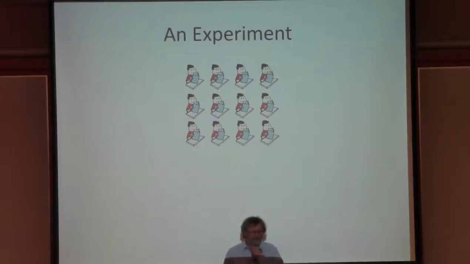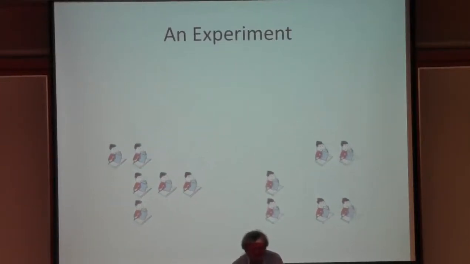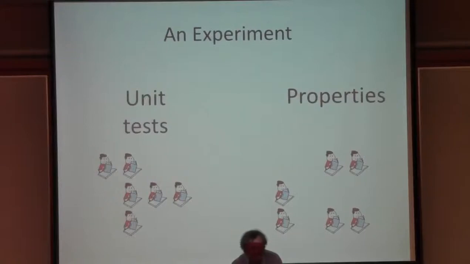So a couple of years ago, we ran an experiment with a group of students. Unfortunately, only about this many. The more the better for getting statistically significant results. But we divided them into two groups, and we asked each group to solve some programming problems, asking one group to write unit tests for their code, that is, to write single test cases, and asking the other group to write QuickCheck properties. So we asked all students to write test code for their solutions, but they were to use two different techniques.